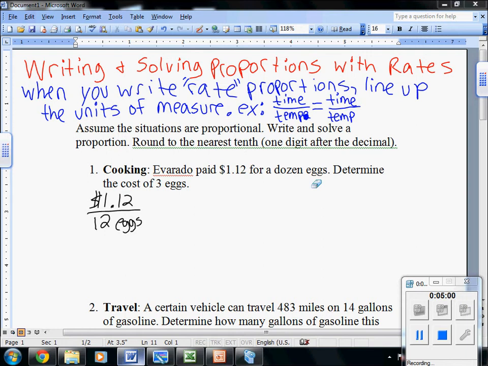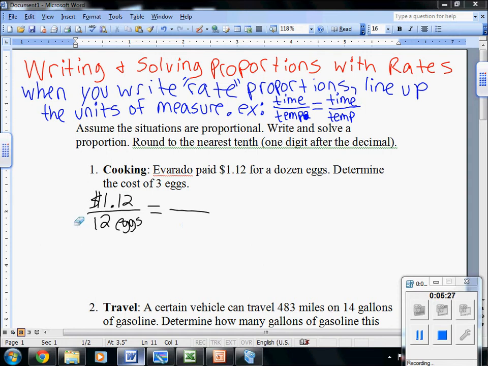So we can see our units of measure. On top it's dollars, it's money, and on the bottom it's eggs. That's our unit of measure. Now on the right side, we gotta have a fraction equals a fraction. Next time I'll use a different color so it doesn't blend in so well. Let's see, this one says, determine the cost of 3 eggs. So we have 2 blanks. One of them has got to be the 3 eggs. You ask yourself, is it this one or is it this one? You only have one choice.